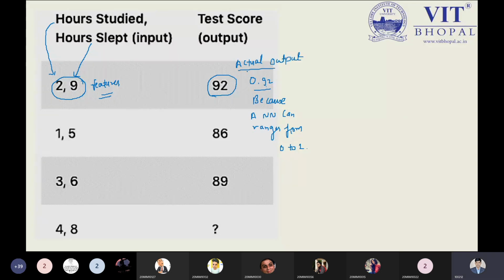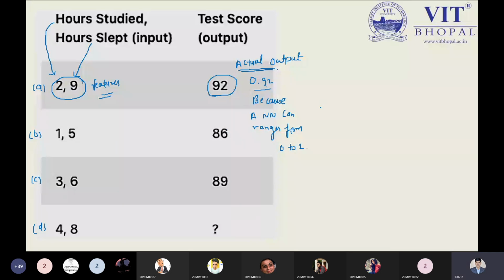Now can we say this is our actual output? Yes, sir, we can. So we have these two features, and at these two features we are getting our actual output of 92% or 0.92. If we have the features 1 and 5, we have 86, and if we have 3 and 6, then we have 89, and if we have 4 and 8, so we have to calculate. It is not given, but whatever information is given we have to work with properly.